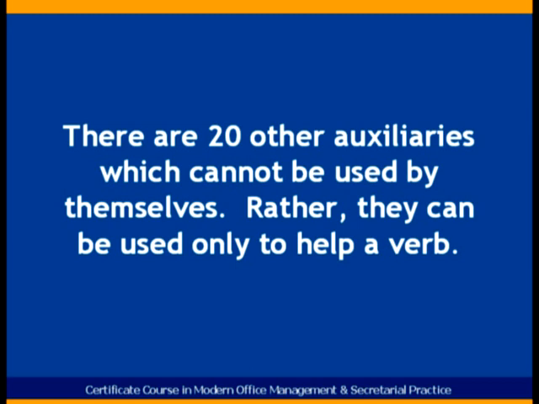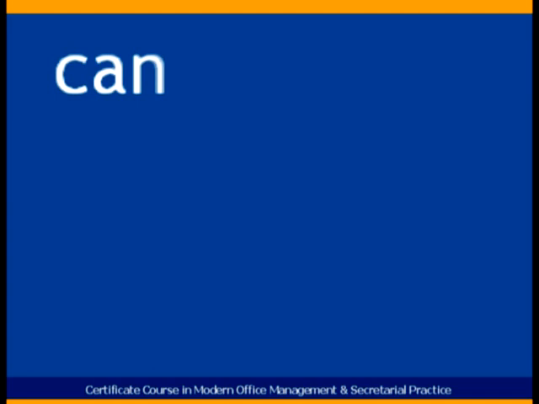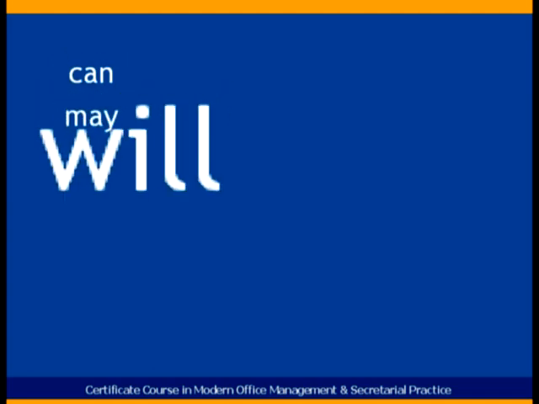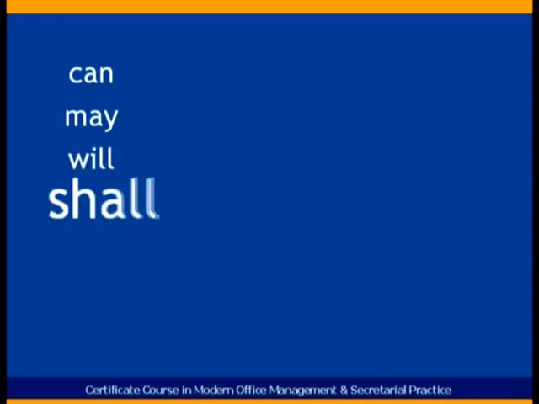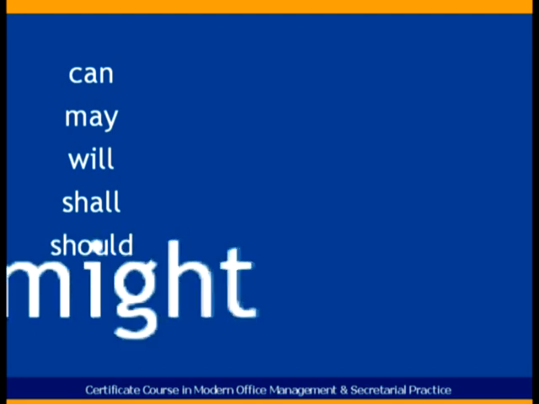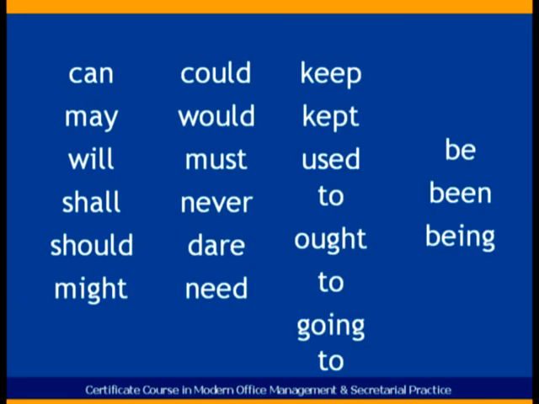There are 20 other auxiliaries which cannot be used by themselves. Rather, they can be used only to help a verb. These auxiliaries are can, may, will, shall, should, might, could, would, must, never, dare, need, keep, kept, used, to, ought to, going to, be, been, being.